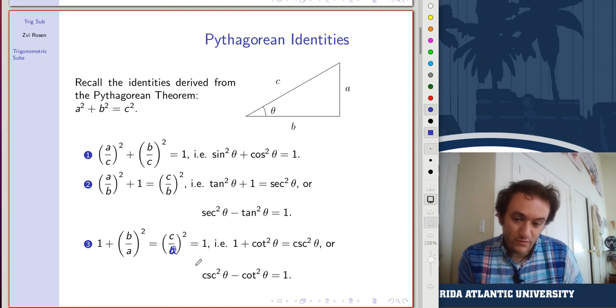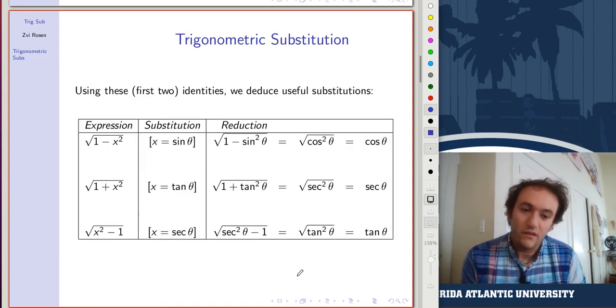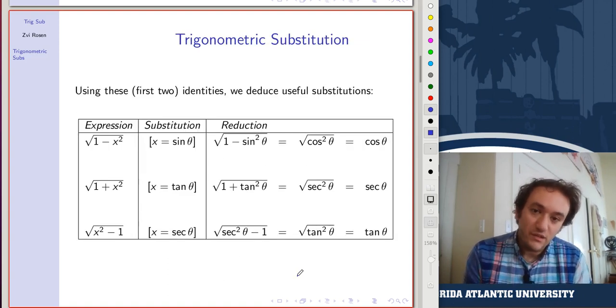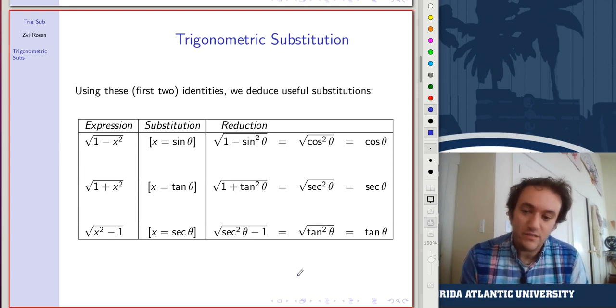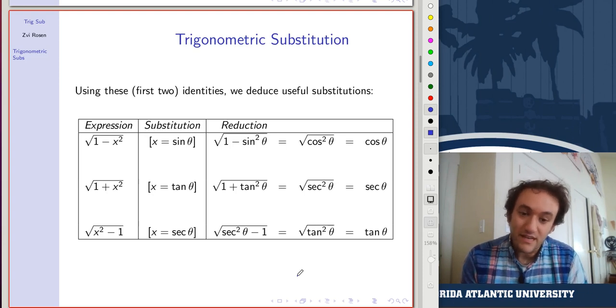We don't really need this last one, so we'll just put it in parentheses. We're just going to use the first two. Now these are going to be useful to us because when we encounter certain expressions in square roots, it'll end up giving a nice reduction if we sub in a different one of these trig functions for x.